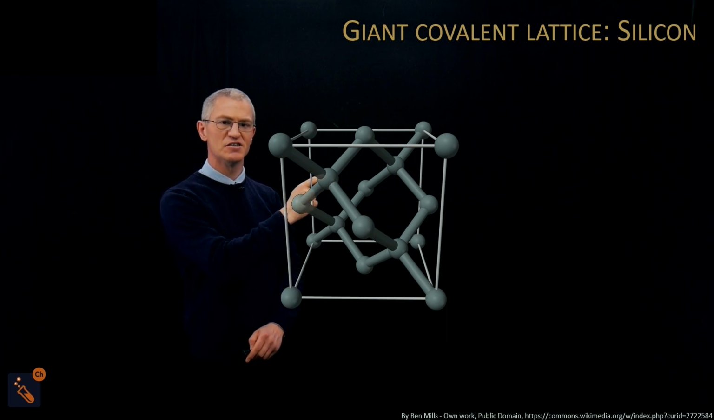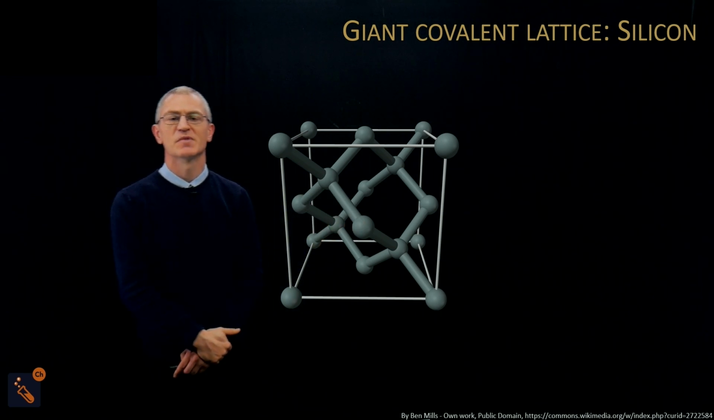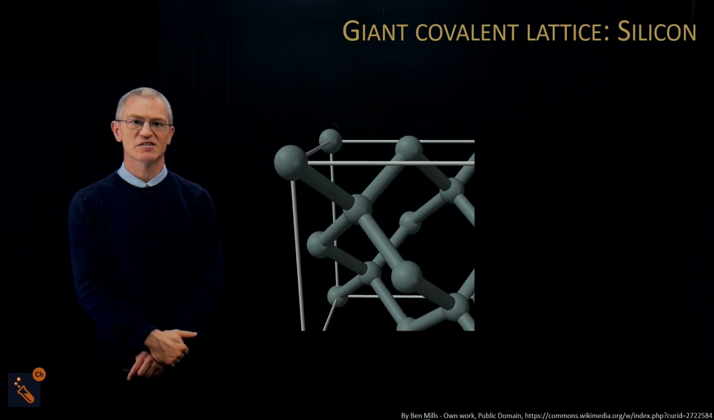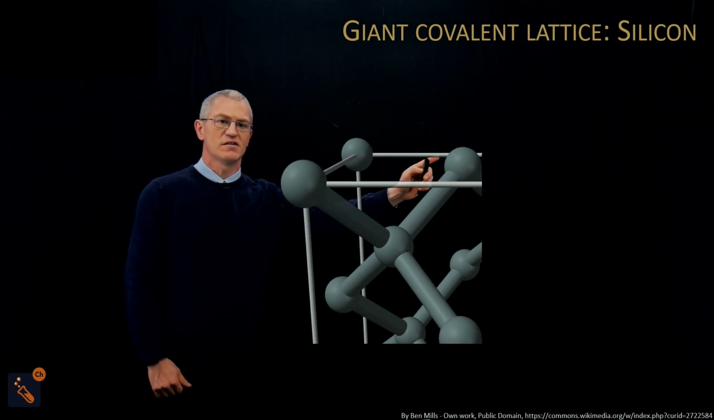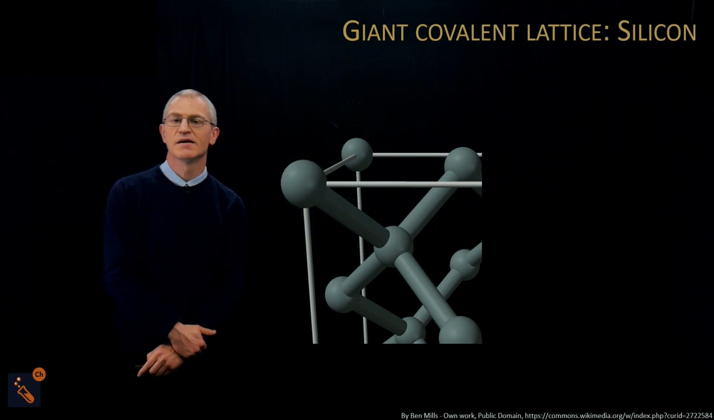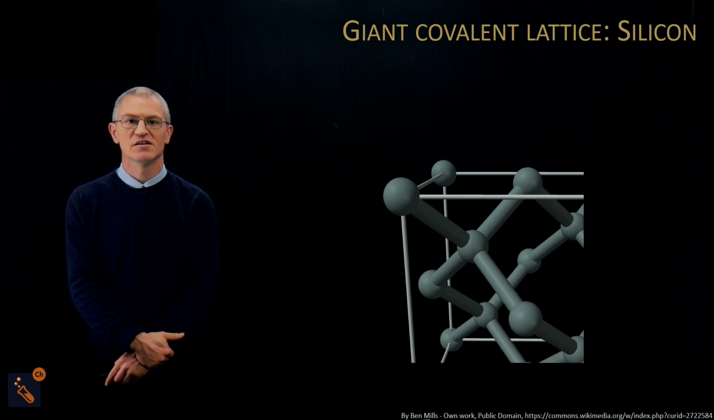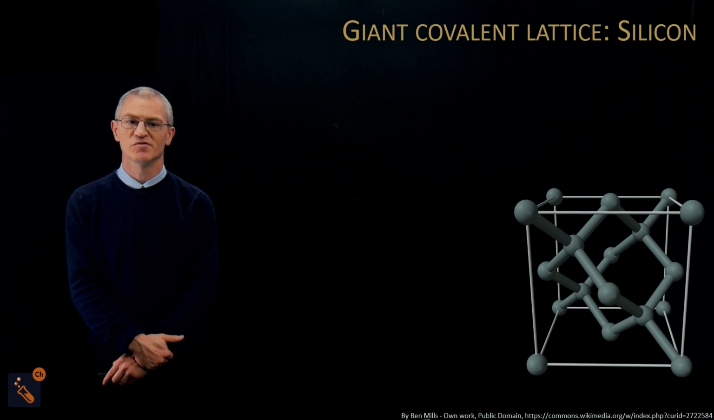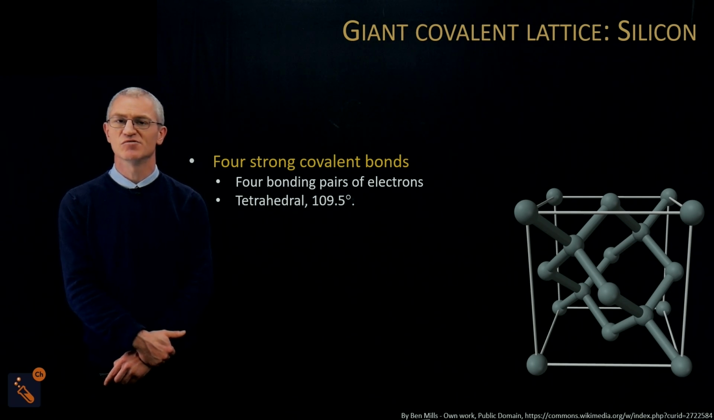The model here shows our central silicon surrounded by 4 silicons around the outside. So we've got one there and one down there. If we zoom in on that, it's a bit easier to see the 4 we've got here, here, here, and the one down here. I'm hoping you can see at this point and you're saying, well, that must mean the bond angle is tetrahedral, 109.5. So 4 strong covalent bonds, 4 bonding pairs of electrons, tetrahedral, 109.5.